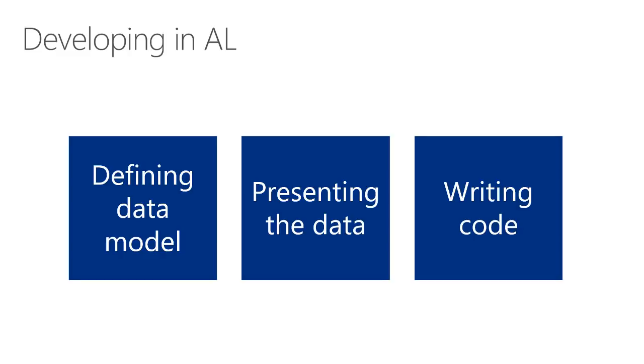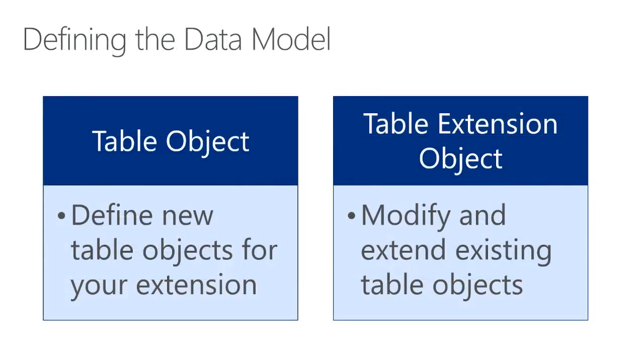So let's go into the first item, which is defining the data model. So there are 2 object types that you can use to define the data model. One is a table object, which is defined by new table objects for your extension. So your extension will have new tables that don't exist in the base app. Those are table objects. And then the second part is table extension object, and those are used to modify and extend existing table objects.